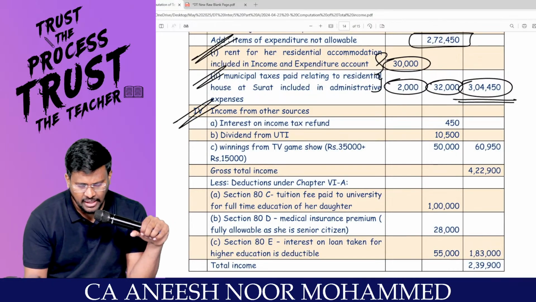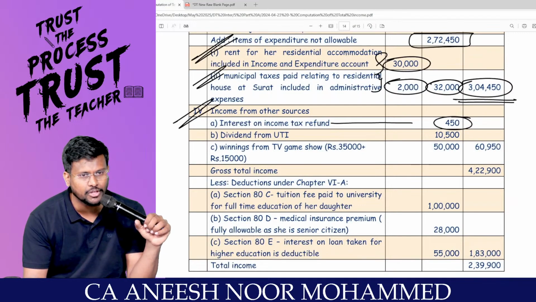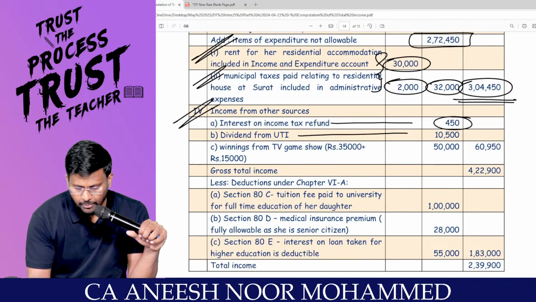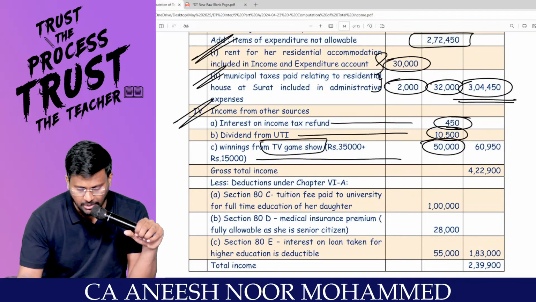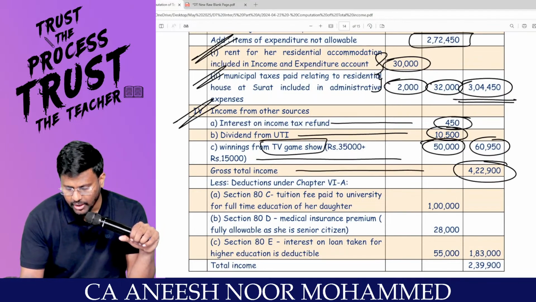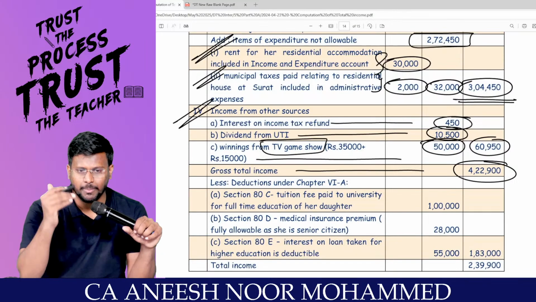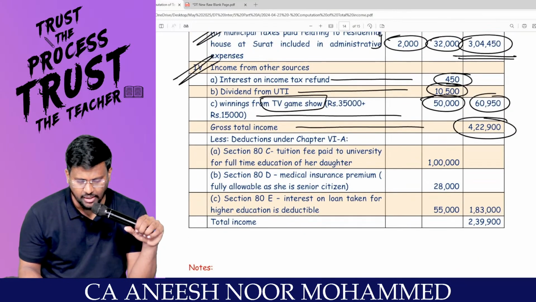Whatever is IFOS: sir, interest on income tax refund 450 should be taxable under it. Dividend from UTI should be taxable under it. Winning from TV show, gross, should be taxable under it. The gross total income, including salary, house property, PGBP, capital gain and IFOS, is 4,22,900.